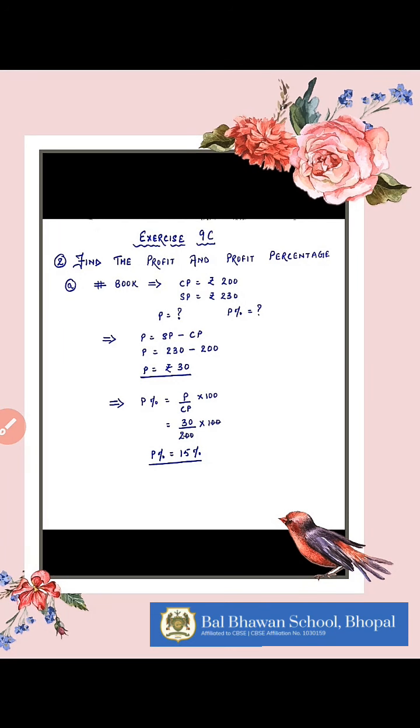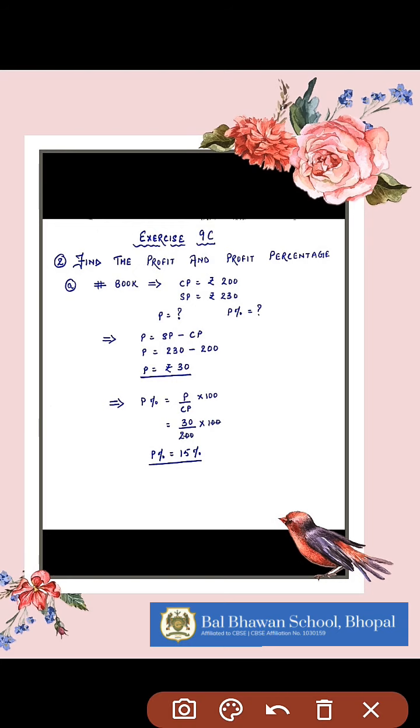Now in exercise 9C, question number 2, they have said to find the profit and the profit percentage. Now there is a book and the cost price of the book is rupees 200, whereas its selling price is 230. You have to find the profit and the profit percent.